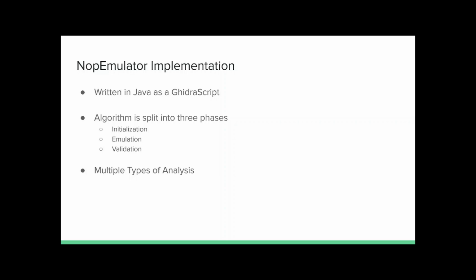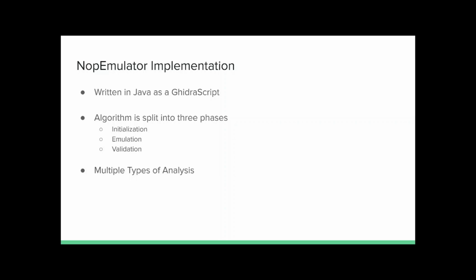So the Ghidra script that I wrote, NopEmulator, the algorithm is split into 3 phases: initialization, emulation, and validation. The initialization phase is collecting all of the necessary information in order to set up a successful emulation using NopEmulator. This is going to be, what initial values do you want for your registers? What registers are you interested in looking at? Is there any length that you want to look at specifically? Do you want to look at all the options? Do you want to run different kinds of analysis? What is it that you need to initialize this execution environment in order to get the results that you actually want?